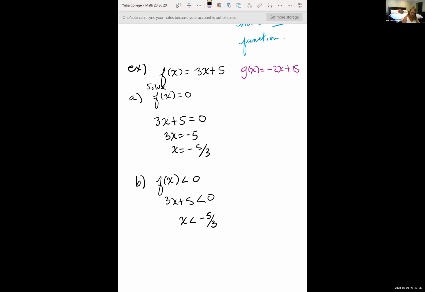B, when is f of x greater than 0? I'm kind of doing different pieces, sorry. Let's not do that, we already did that.